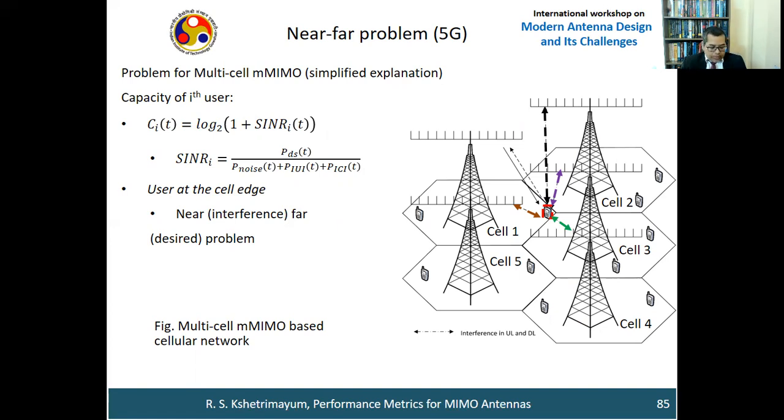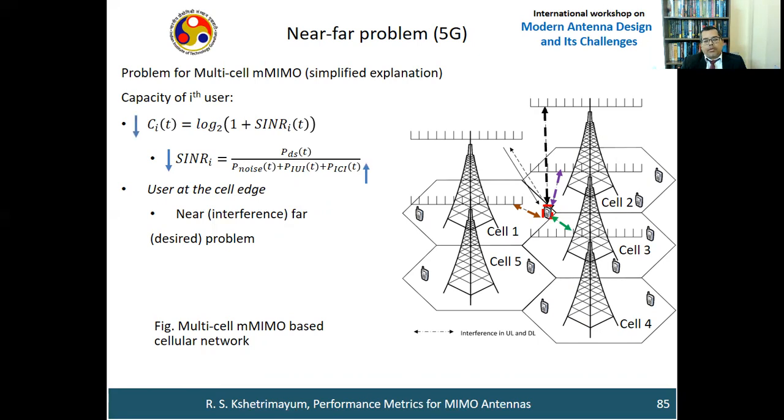So the problem is that it will pick up signals from the neighboring cells, which interfere with the desired signal sent from the home base station antennas. So this term here, intercell interference, will increase. So SINR will reduce. SINR is calculated as desired signal power divided by noise power plus interfering cells' or interfering users' signal power. So for the user at the cell edge, intercell interference power increases, so SINR decreases.